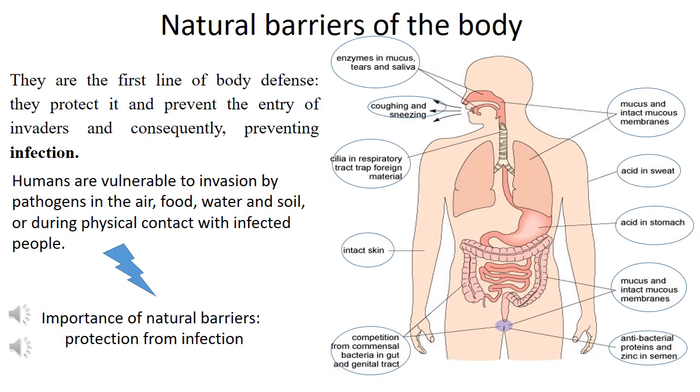You see also the cilia in the respiratory system. These are structures that are found on the surface of cells at the level of the respiratory system. These cilia trap foreign material and push them upward, preventing the infection of the lungs.